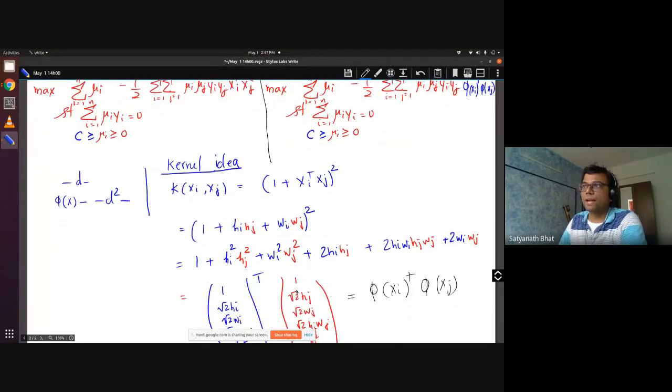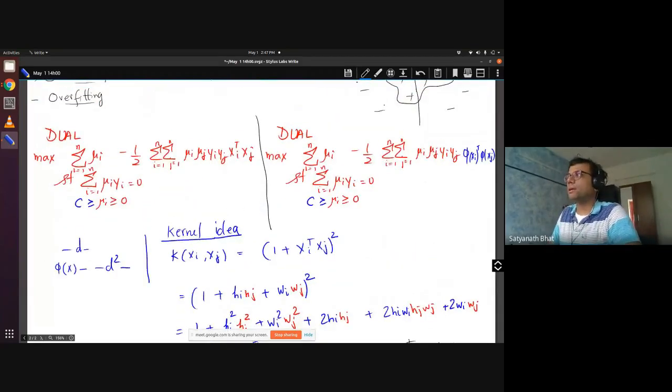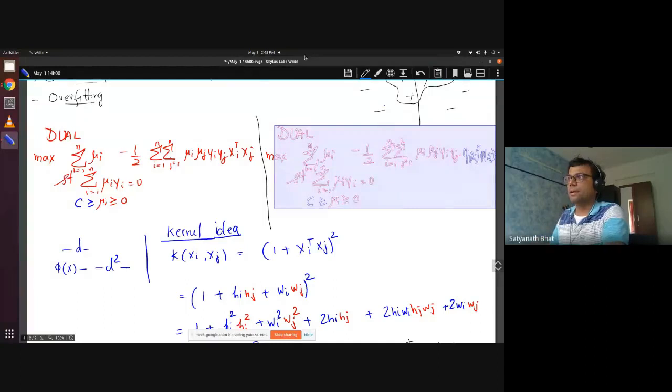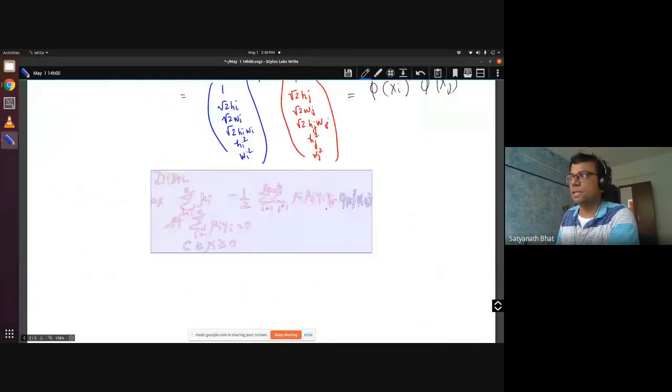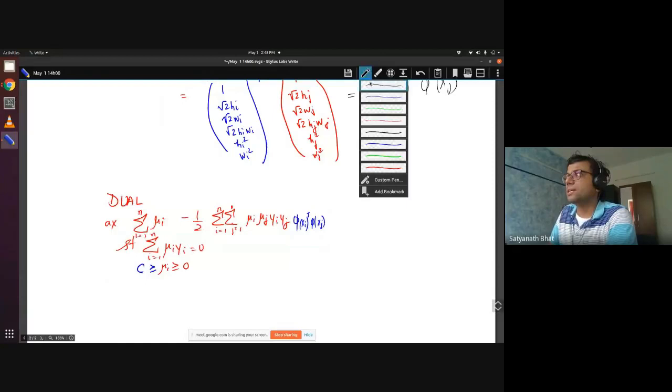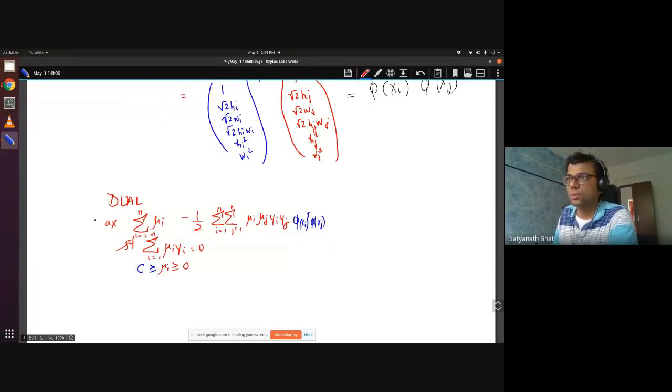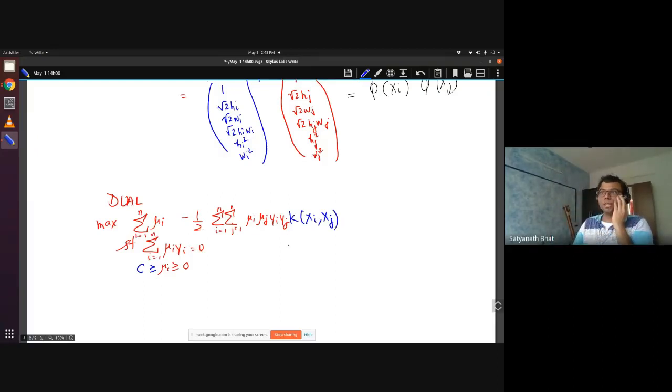Okay, so in fact, if you want to go to k dimension, what does that imply? If you take this problem and wherever phi i transpose phi j is there, instead of that we will put the kernel function. So this is the original problem. We will replace this with k of xi xj.